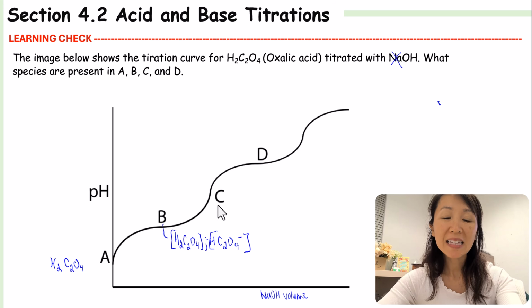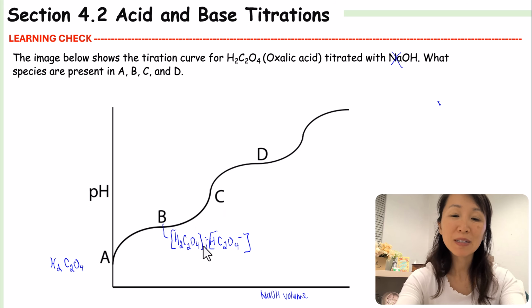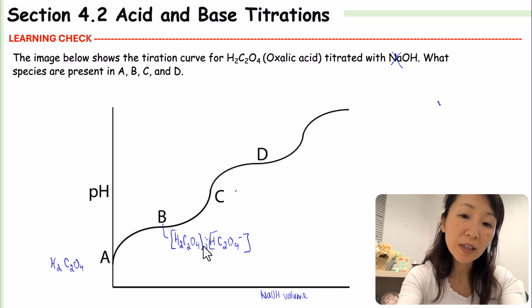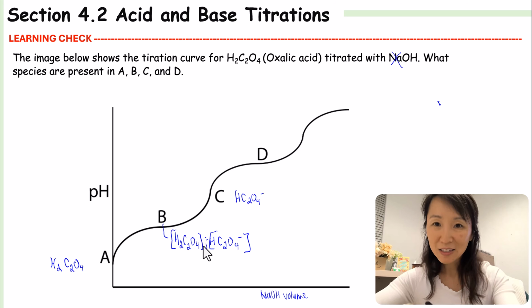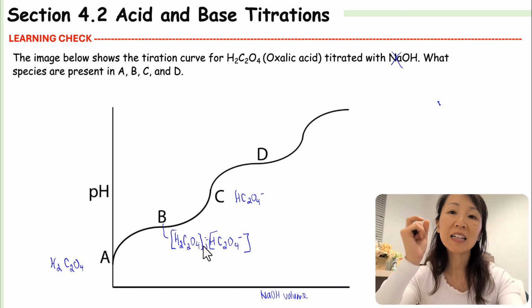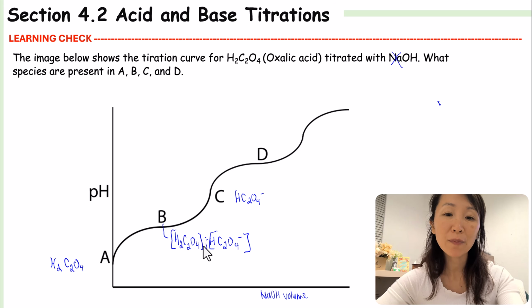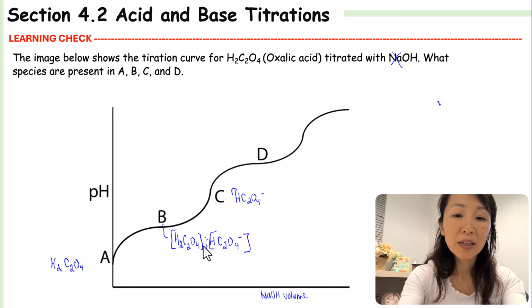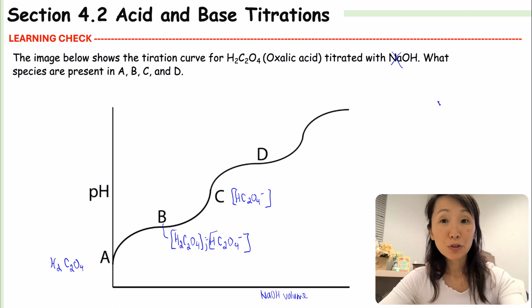What about at C? At C, all of the conjugate acid has been taken over, meaning it's been used up, and so you're only left with the conjugate base. Again, yes, you're adding base, so the OH minus is there, and yes, there's water there as well, but I'm only focusing on the oxalic acid process for now. You can put those down, and you won't be marked for it. So you only have this present. So you try D and come back and check this video.